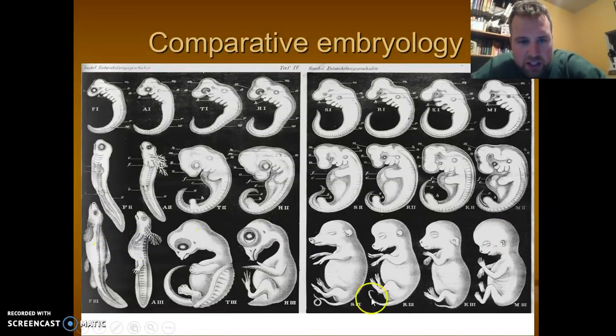So as you can see, they all look pretty weird in the embryo. They all look pretty similar, and that represents that we all have a common ancestor. That's why we all look so similar. Look at this first one here. We all have these same gill pouches, every single one of them, even the fish and the salamander.